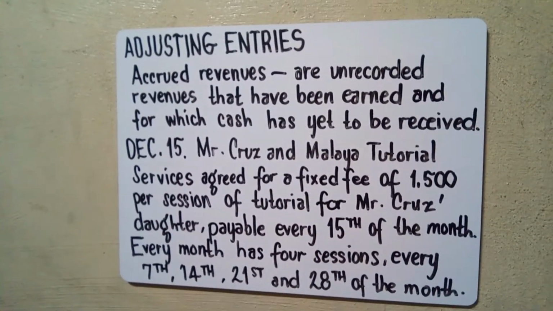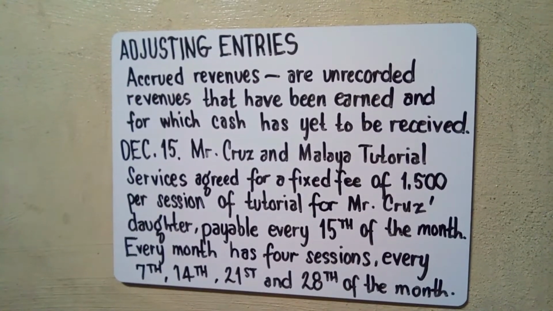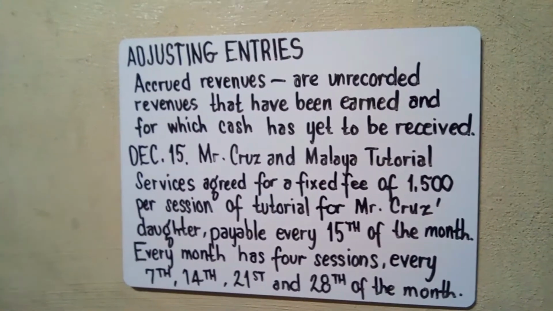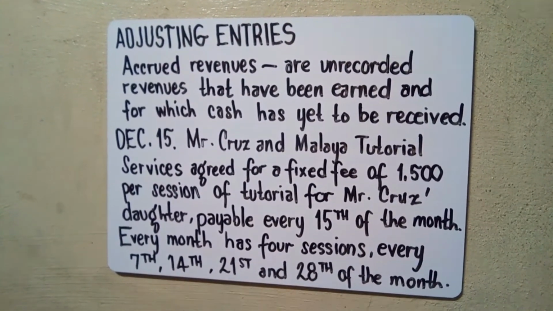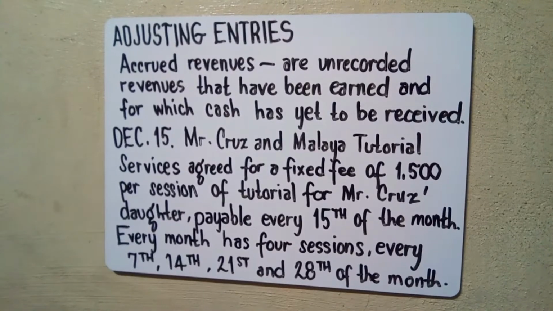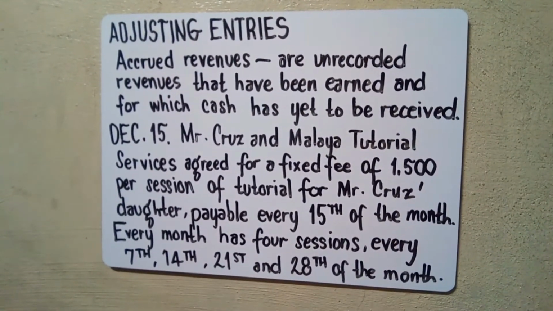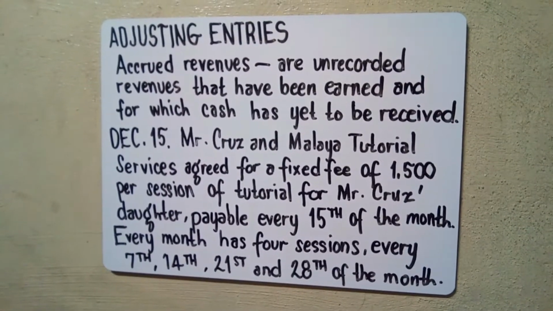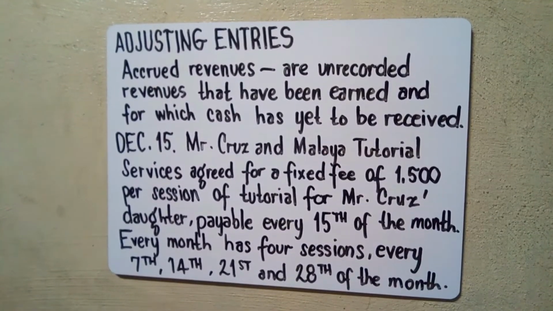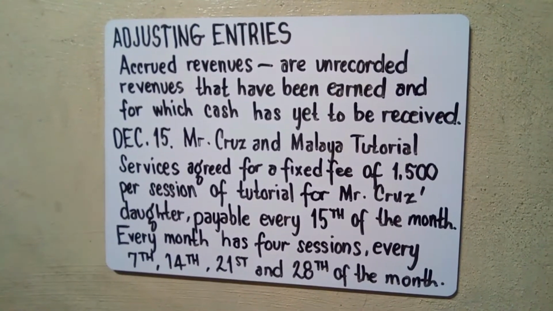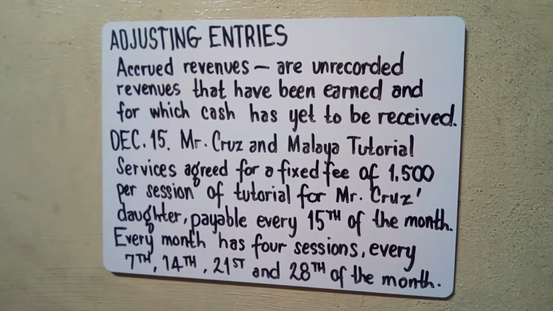The third type of account is accrued revenues. Accrued revenues are unrecorded revenues that have been earned and for which cash has yet to be received. For example, on December 15, Mr. Cruz and Malaya Tutorial Services agreed for a fixed fee of 1,500 pesos per session of tutorial for Mr. Cruz's daughter, payable every 15th of the month. Every month has 4 sessions, every 7th, 14th, 21st, and 28th of the month.